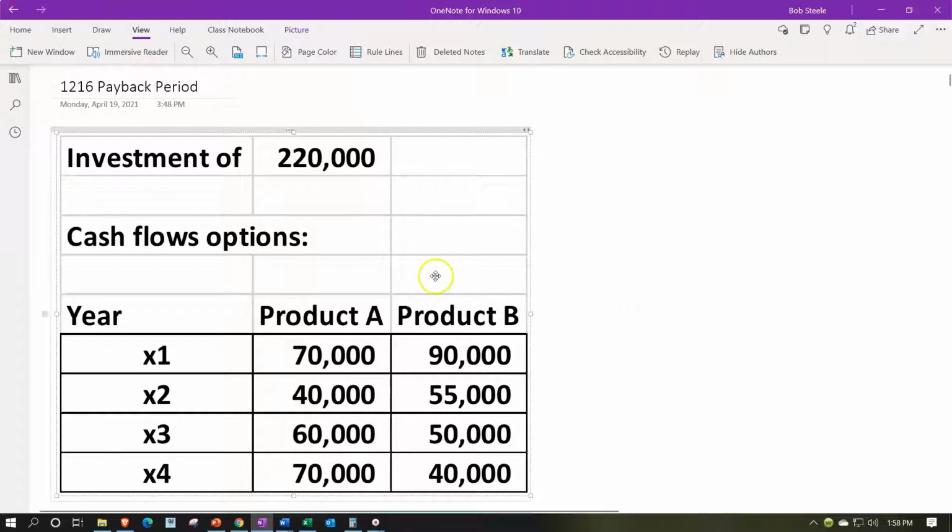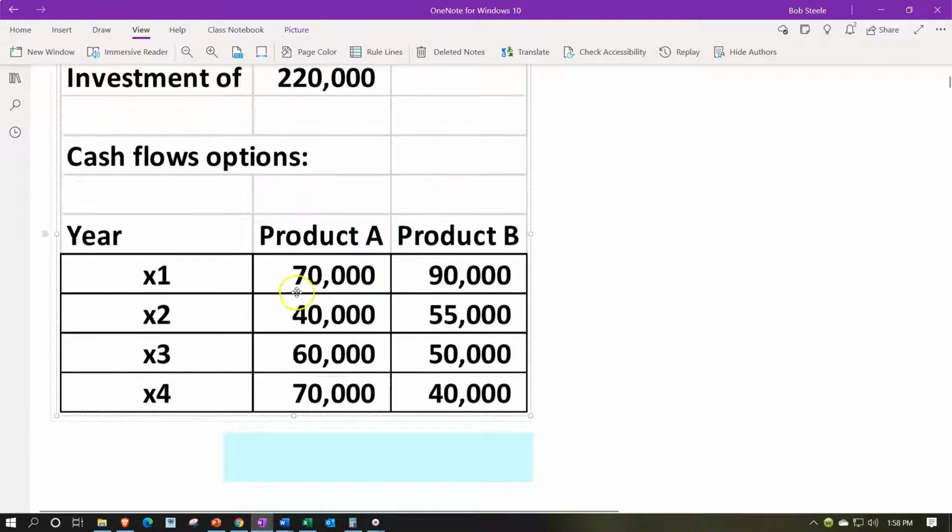Okay, so we're going to say the investment is $220,000. You can think of this investment as anything where we're putting a substantial amount of money down up front to get a return in the future. That might be buying equipment, might be investing in a project. It might be us just putting money into an investment or something like that. Anything where we put substantial money down now and get a return in the future.